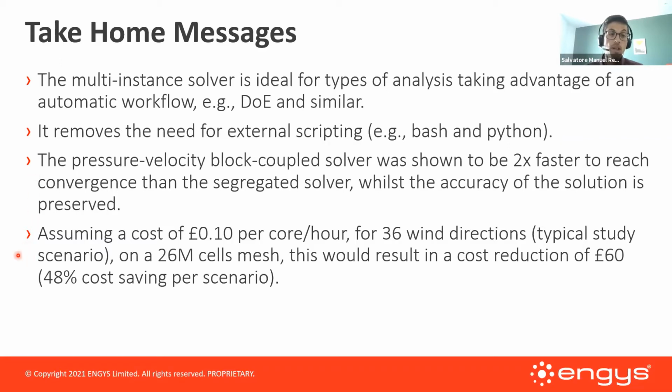If we assume a cost of 10 pence per core hour, extrapolating to 36 wind directions, which is the typical size of a wind study, on a 26 million cells mesh, this would result in a cost reduction of £60 per scenario.